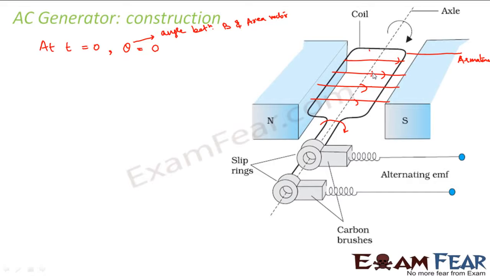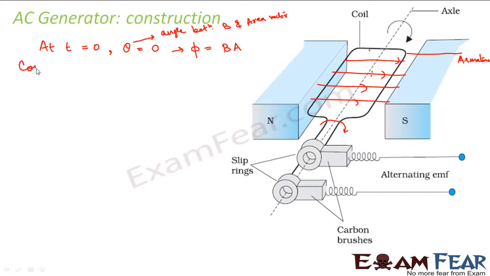So at initial time t, when the time starts, let us suppose theta is equal to 0, because at that time the rectangular coil would be in a position where your area vector makes angle theta with the magnetic field. In that case, what would be your magnetic flux? That will be equal to BA, because cos 0 is 1.